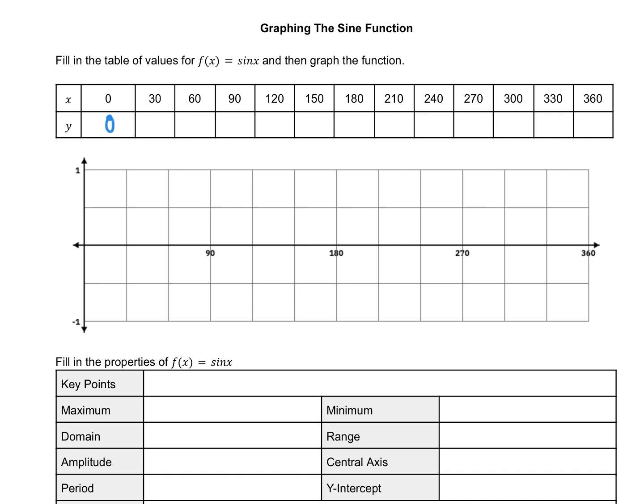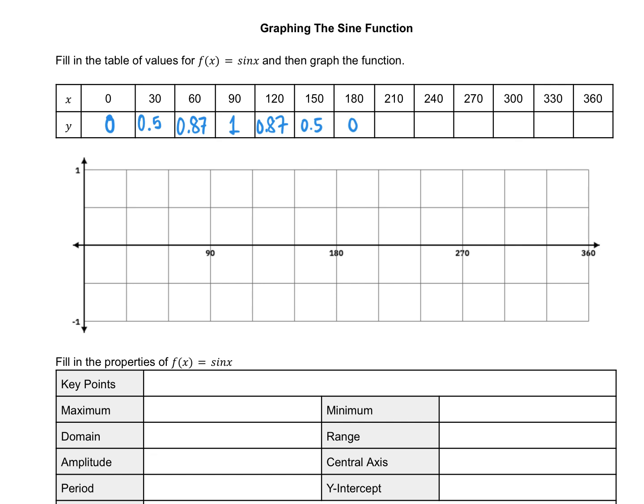Sine 30, and we get 0.5. Sine 60, 0.87. Sine 90 is 1. If you're not getting these values in your calculator, then you're probably in the wrong mode, so make sure you're in degree mode. Continuing, sine 120 is 0.87. Sine 150 is 0.5. Sine 180, we're back to 0.